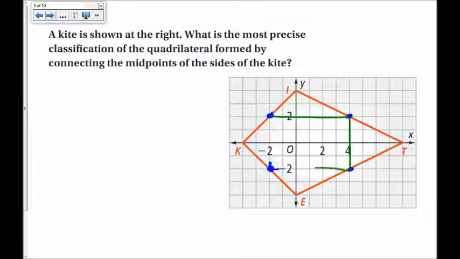And since all the lines are horizontal and vertical, it's easy for me to see that these are all 90-degree angles. And it's clear that this is shorter than this, so it's not a square, it's a rectangle.